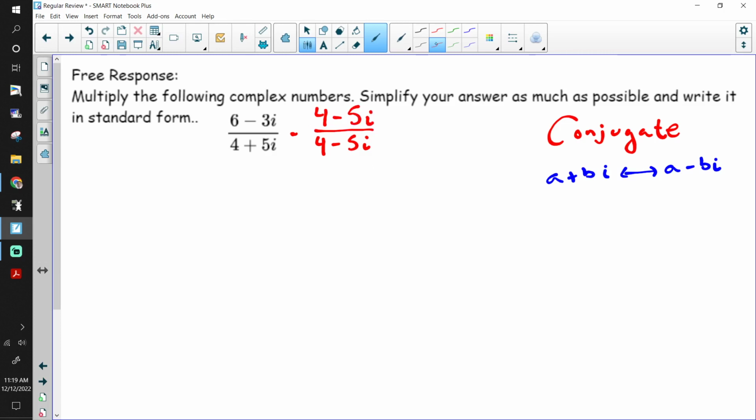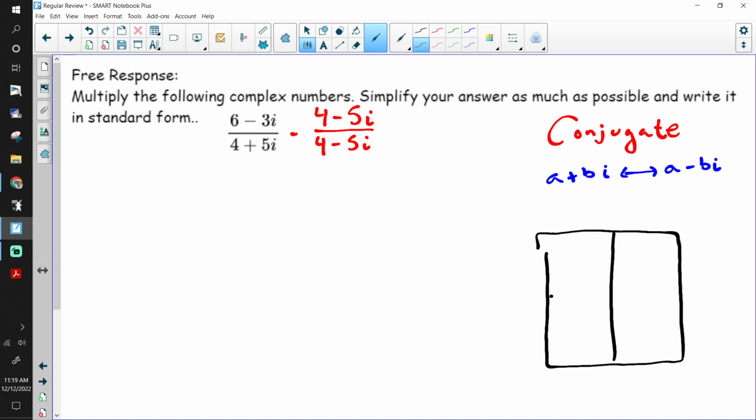Okay, we're multiplying. So on the top, I have a complex number times another complex number, 2 term times 2 term. So I need to do the box method. Okay, so we draw our box. 6 and -3i go on our top, or on the side, up to you. And 4 and -5i go on the side. Remember, I have to do the full box for the top. Those are not conjugates. I cannot take the shortcuts.